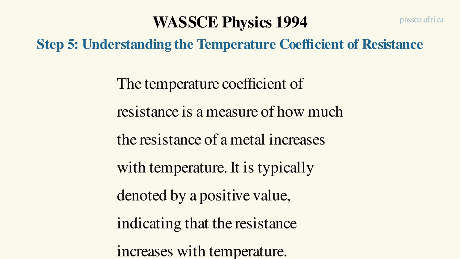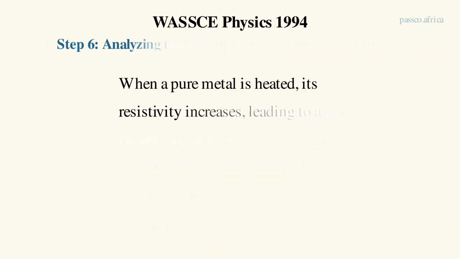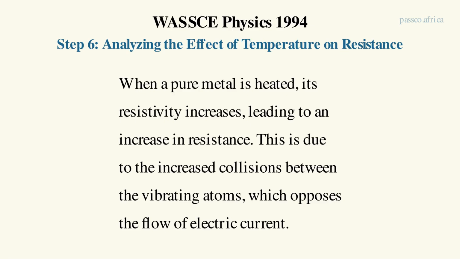Step 6. Analyzing the effect of temperature on resistance. When a pure metal is heated, its resistivity increases, leading to an increase in resistance. This is due to the increased collisions between the vibrating atoms, which opposes the flow of electric current.